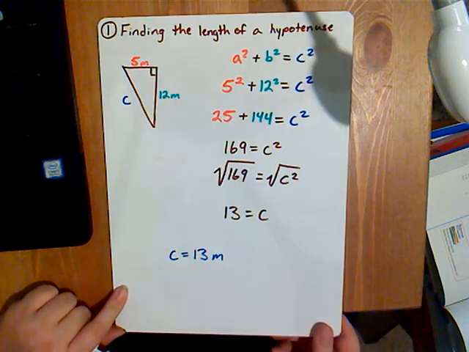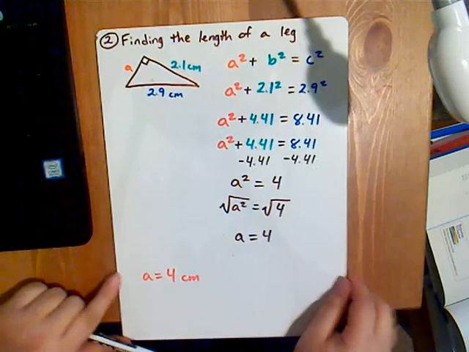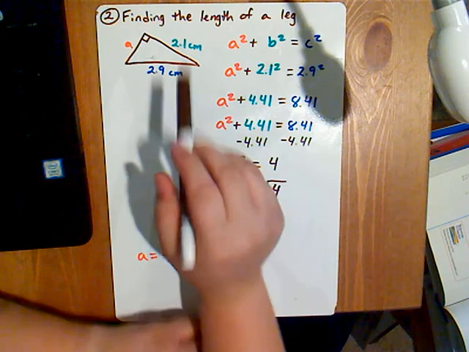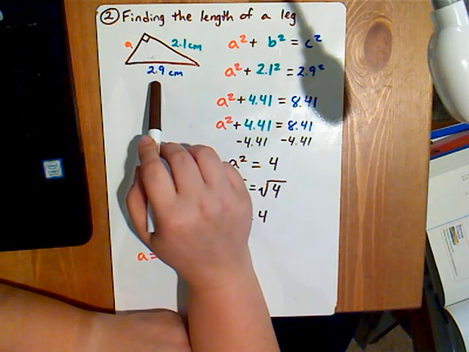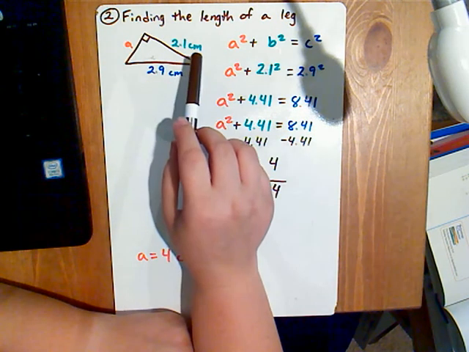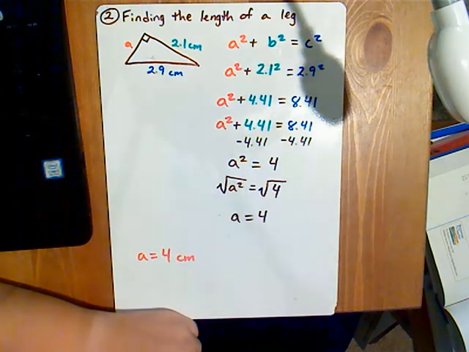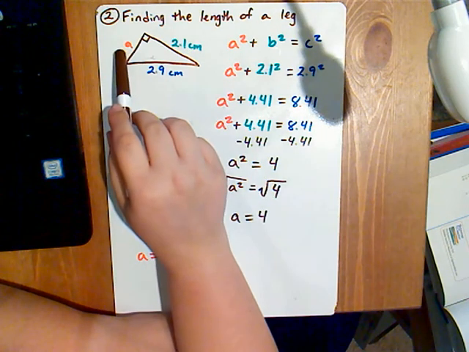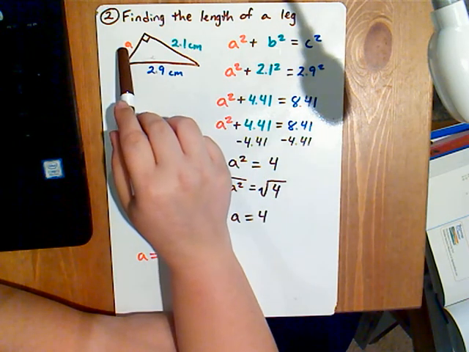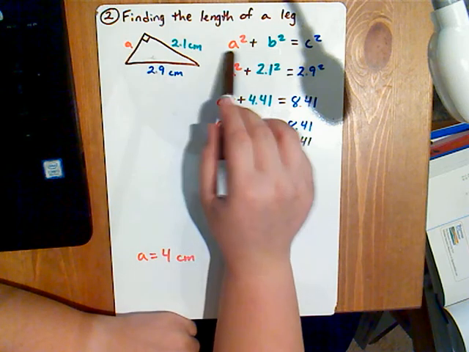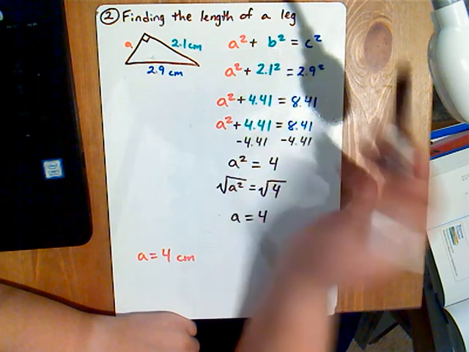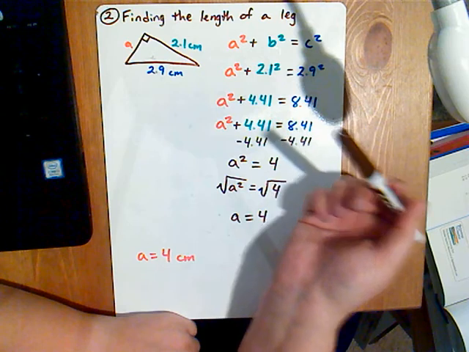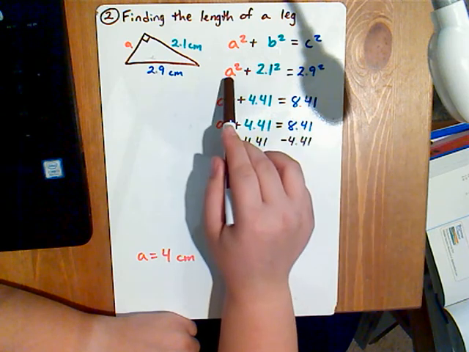All right, next we're going to be using the Pythagorean theorem to find the length of one of the legs. For this right triangle, they give us the hypotenuse. It's 2.9 centimeters. One of our legs is 2.1 centimeters, and we're looking for our missing leg length of a. So a squared plus b squared equals c squared. We plug in our numbers just like we did before. We don't know what a is, so we just leave that a squared.